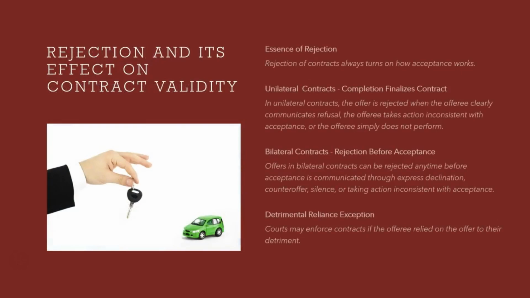So what is the essence of rejection? Let's look at, kind of get a context going there. Rejection of contracts always turns on how acceptance works. So I want to make that an overarching point. In unilateral contracts, completion, again, finalizes the contract. The offer in unilateral contracts is rejected when the offeree clearly communicates refusal, the offeree takes action inconsistent with acceptance, or the offeree simply does not perform.